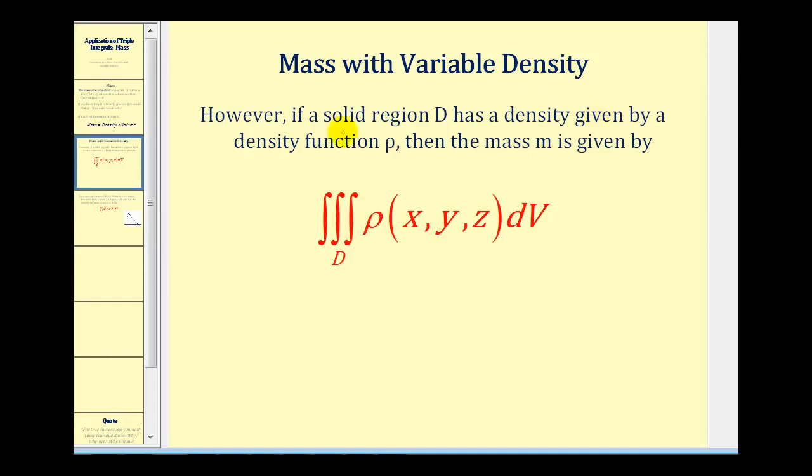Density given by a density function rho, which looks like this, then the mass is given by the triple integral of the density function integrated over the region D, where D would represent the boundaries of the solid. Let's go and take a look at an example.